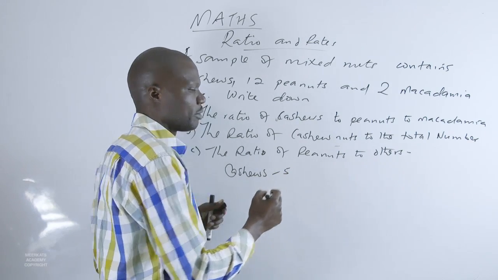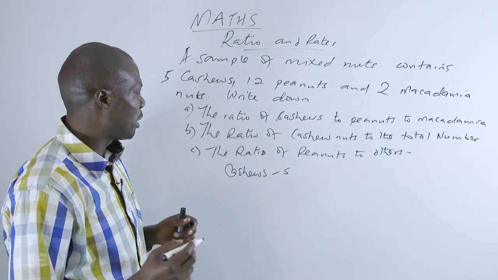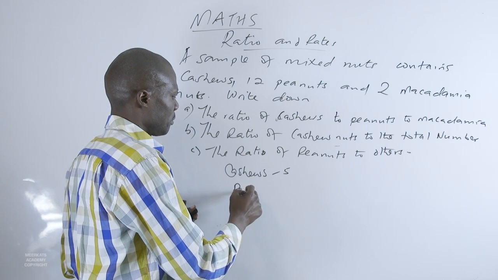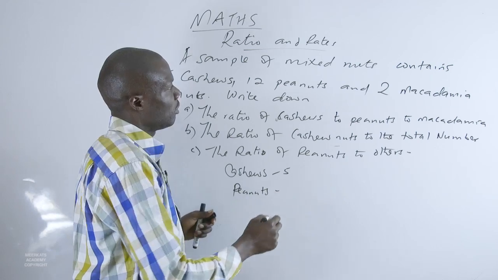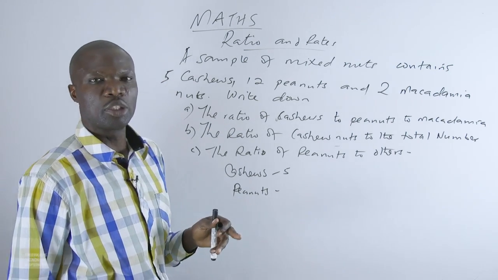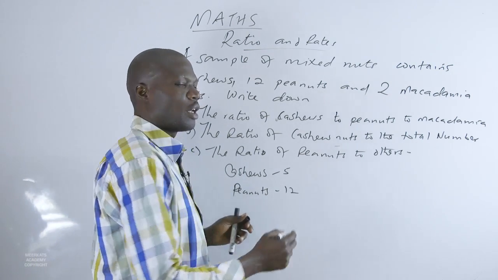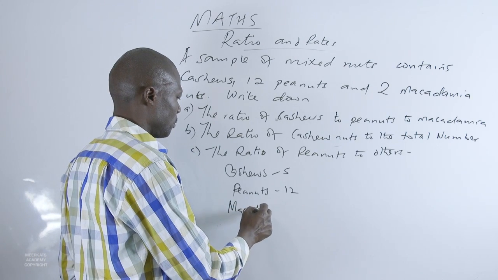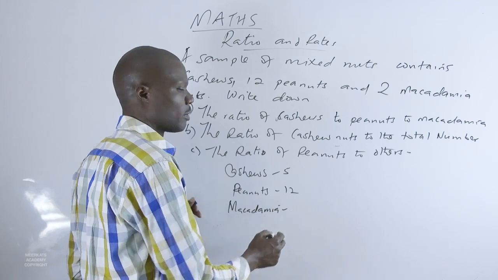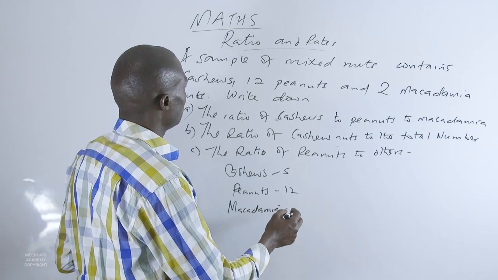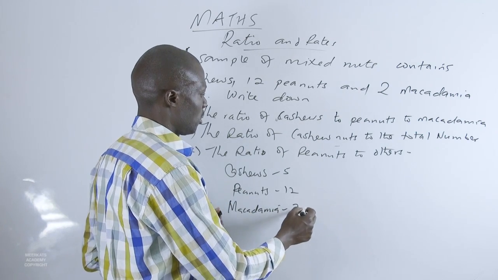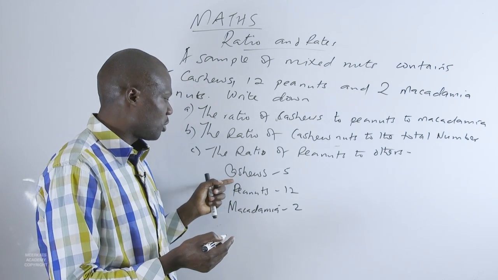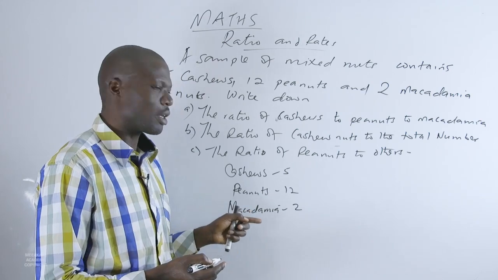There are 5. How many peanuts here? Peanuts is 12. And finally, macadamia is a total of 2. So they are asking for the ratio of cashews to peanuts to macadamia.